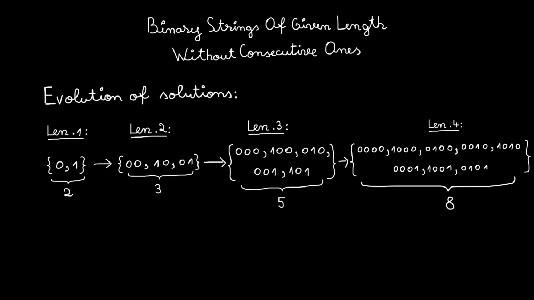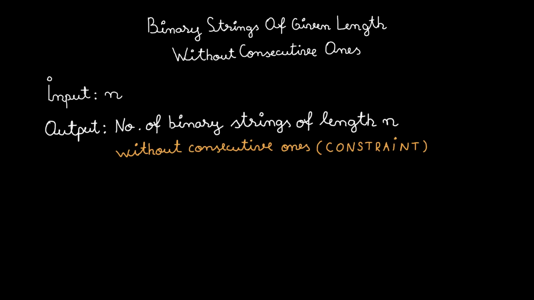At this point, we have figured out a relation between the set of valid strings of some length and the sets of valid strings of strictly smaller length. So let's use this relation in order to compute what the problem asks for, which is the number of binary strings of length n without consecutive ones. This n is very important because it is the only factor that influences the answer of the problem.